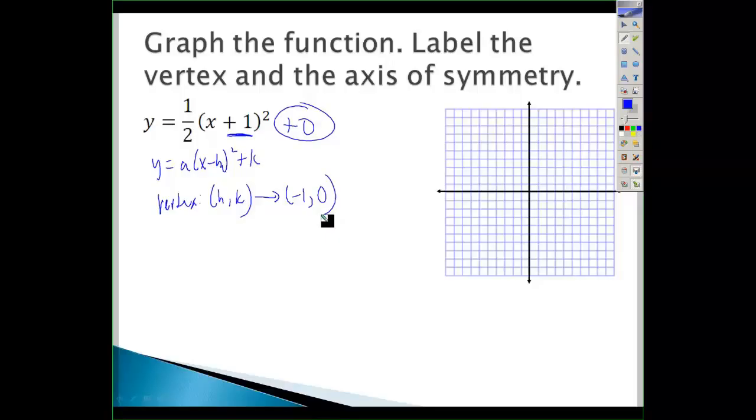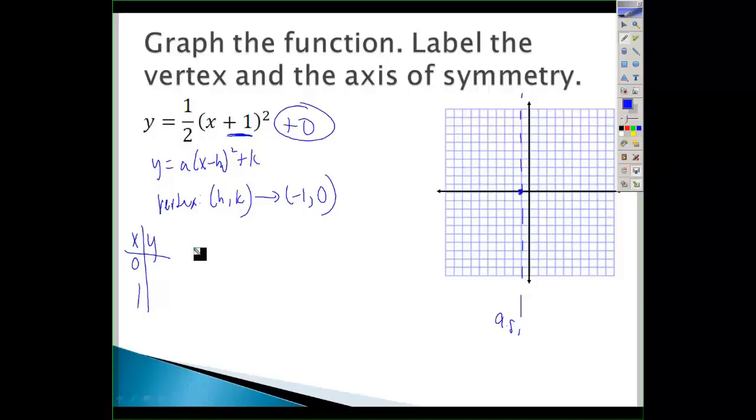Okay, so I'm going to start with my vertex at (-1, 0). All right, and we love fractions, so let's plug in a couple points. Now, I'm going to draw my axis of symmetry, a dotted line. It's not actually part of my solutions. I just want to label it there as a reference point. I'm at negative 1 now. I don't like dealing with negative numbers, so I'm not going to pick negative 2 or negative 3. I'm actually just going to pick 0 and 1, and see what happens when we plug those in.